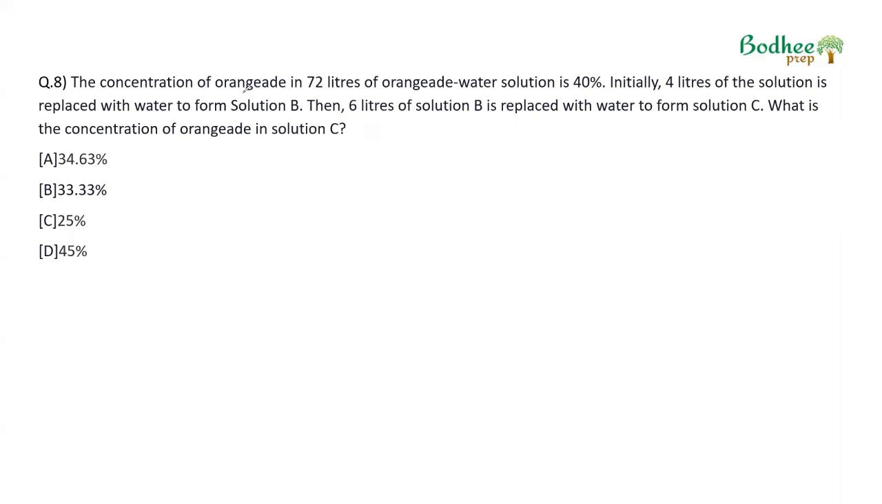The concentration of orangeade in 72 liters of orangeade water solution is 40%. 72 liters of solution, 40% orangeade. 4 liters of the solution is replaced with water to form solution B. Then 6 liters of solution is replaced with water to form solution C. Again, removal replacement question where water is being added. So we can write the formula for removal replacement for orangeade. What is the concentration of orangeade in the solution C?